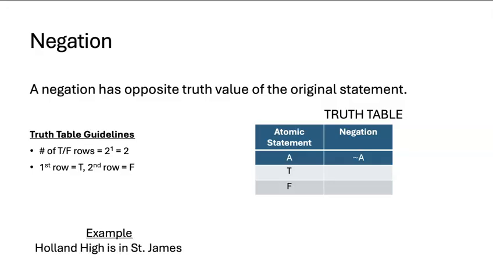Example: Holland High is in St. James. How do we negate that? We negate that by saying Holland High is not in St. James. So what we're saying is if the original statement is true, then the negation is false. So if Holland is really in St. James, if that is true, then it is false that Holland is not in St. James. Similarly, in this case, since Holland High is not in St. James, then the original statement is false, which means that the negation is true. So opposite truth value to the original statement. Original true, negation false. Original false, negation true.